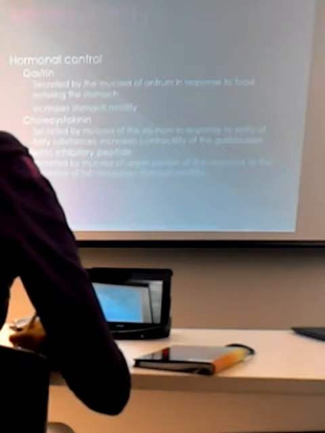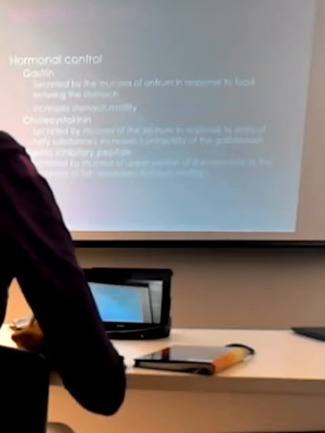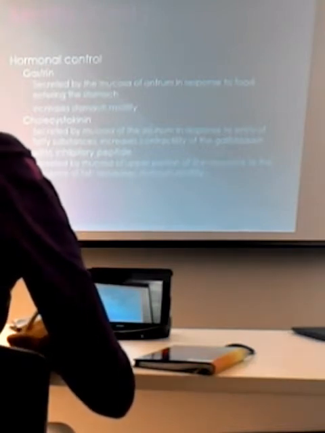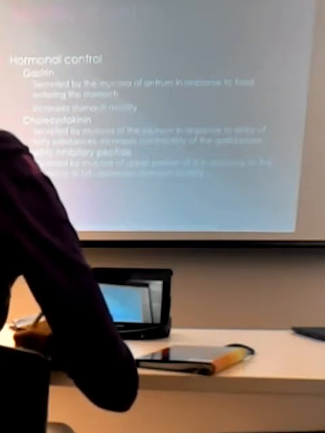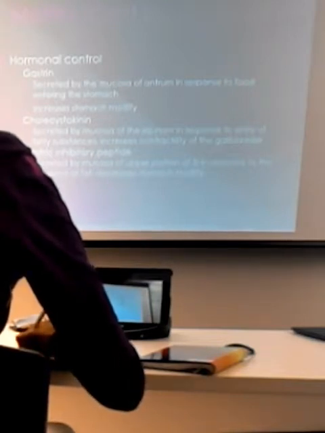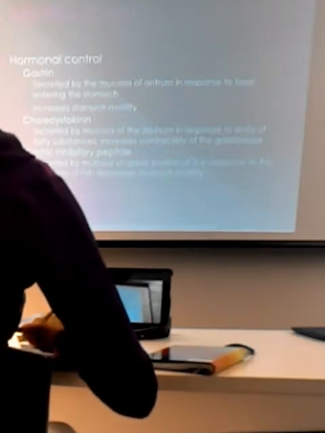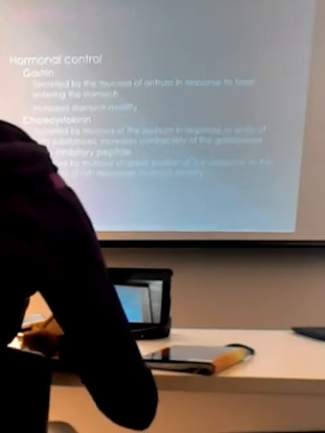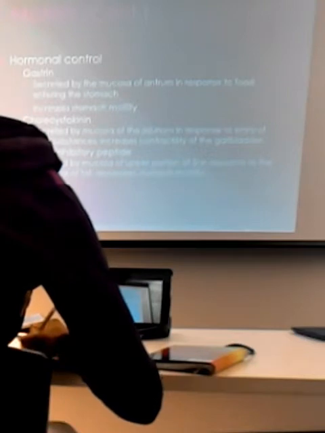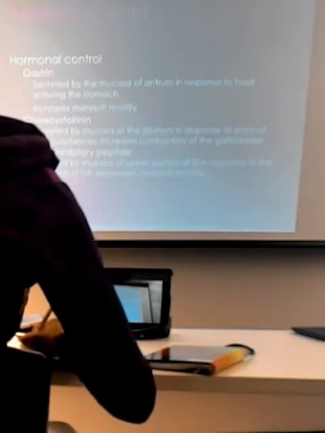So cholecystokinin, so the jejunum says, hey, there's fat in the lumen. I need bile to be able to emulsify the fat. Make sense? It does not get released by the stomach. Gastric inhibitory peptide.